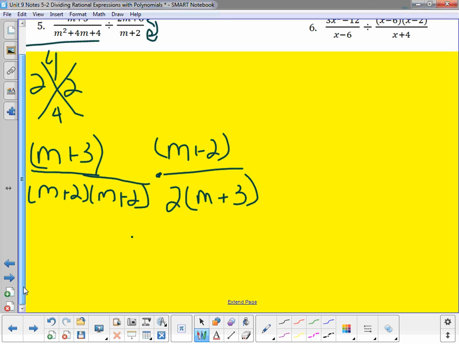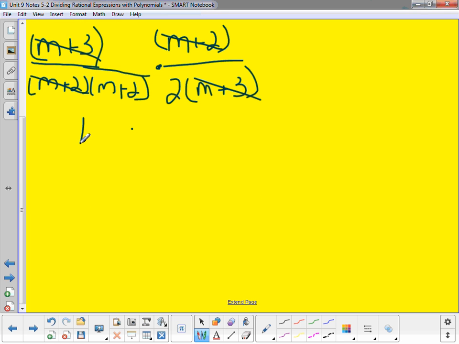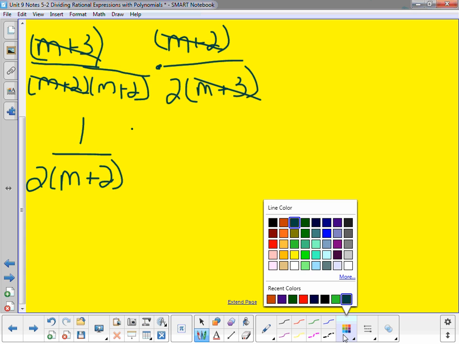Okay, so let's cancel out what we can. We can cancel out these m plus 2's, and we can cancel out these m plus 3's. Well, everything on top canceled off, so that doesn't mean my top goes away. That means I just have a 1 on top. So then I have 2 times m plus 2. Last but not least, I want to calculate my excluded values.